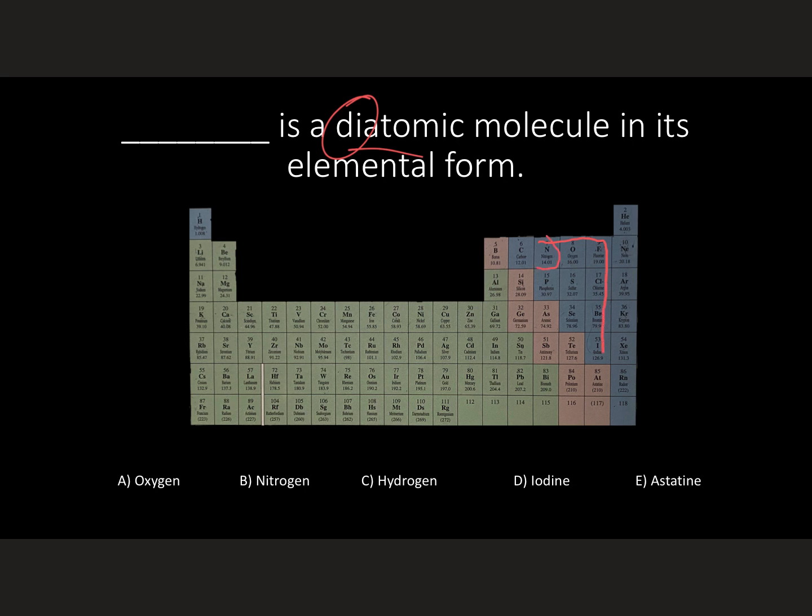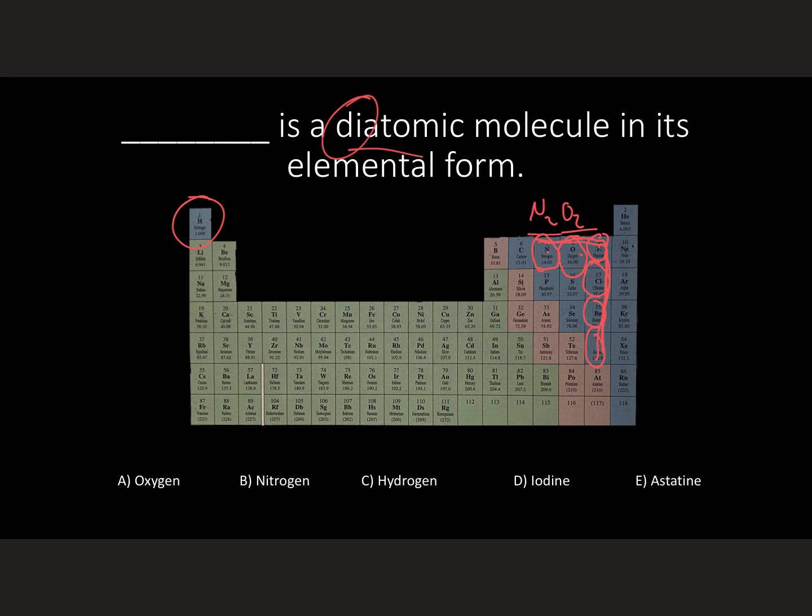So nitrogen is a diatomic, so N2. Oxygen is a diatomic, O2. Fluorine, chlorine, bromine, and iodine. But that's 1, 2, 3, 4, 5, 6, right? So there's 7 that make a 7. Lastly is hydrogen. Okay, so all these elements, when they're in their elemental form, meaning they're by themselves, then it's represented as a diatomic, right?